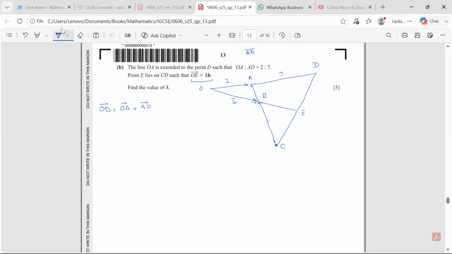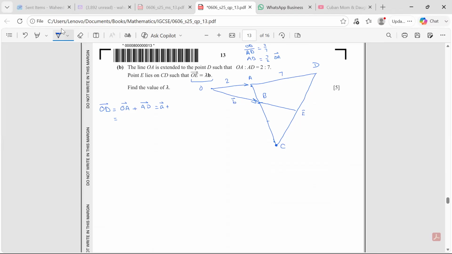You see, basically OD over AD is equal to 2 over 7, right? So it means AD is equal to 7 over 2 times OA. Agree? A to D is 7 over 2, which is 3.5 times OA. Here I will say OA is basically my vector A, agree?